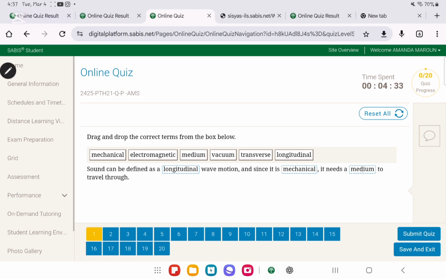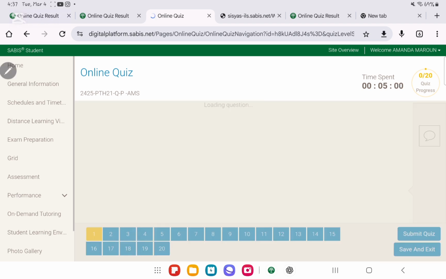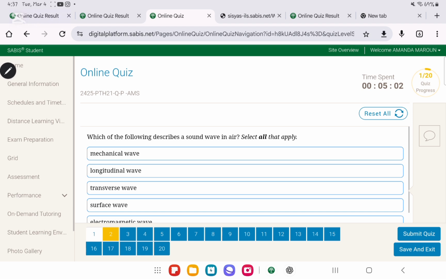So sound waves are a longitudinal wave motion, and because they are longitudinal, that means they are mechanical, and because they are mechanical, they need a medium to travel through. So this is all you need to know. However, if they brought light, you should know that light is a transverse wave motion, and it is an electromagnetic wave, so it does not need a medium, and it could travel through vacuum. We move on to question number 2.